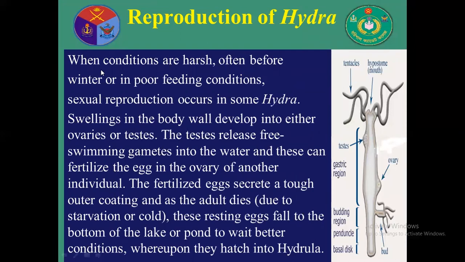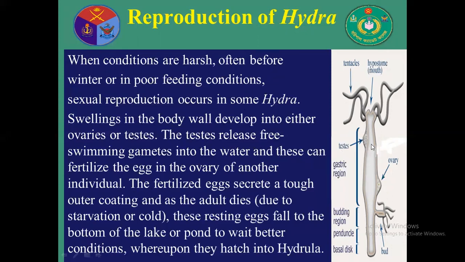This is sexual reproduction, which occurs when conditions are harsh, often before winter or in poor feeding conditions. Swellings in the body wall develop into either ovaries or testes. The testes release free swimming gametes into the water, and these can fertilize the egg in the ovary of another individual. So this is the testes.